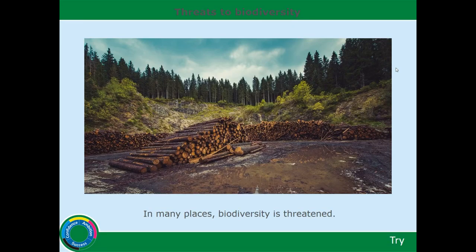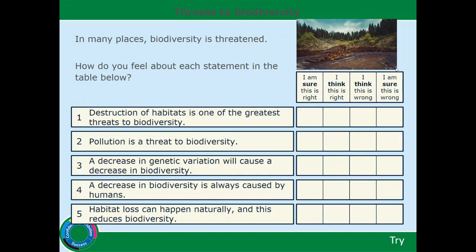Okay, here's another thing for you to look at: threats to biodiversity. In many places, biodiversity is threatened. You can see the trees have been chopped down into logs, ready for shipping or transportation. Several questions for you to look at. It says in many places, biodiversity is threatened. How do you feel about each statement in the table below?